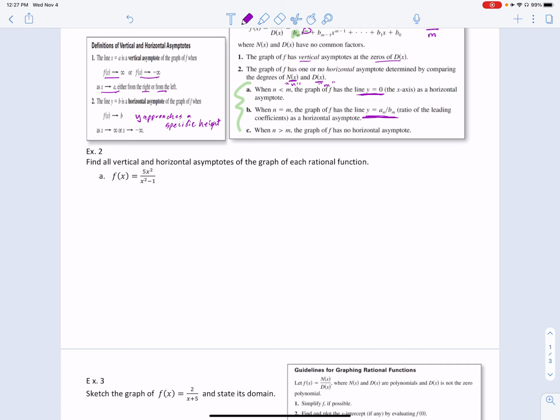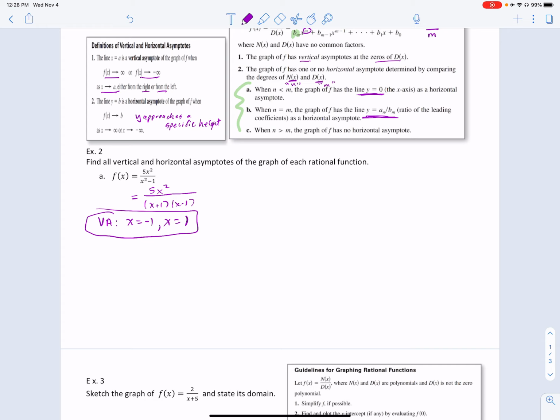And so on f of x here, for vertical asymptotes, I need where the denominator is 0. If we factor that, x plus 1, x minus 1, the zeros of the denominator are -1 and 1. And so my vertical asymptotes, they are equations of lines: x equals -1 and x equals 1. Those are my excluded values. At -1 and 1, as we approach from the left or from the right, y is going to positive infinity or negative infinity. So that is part of your answer because they asked for it.